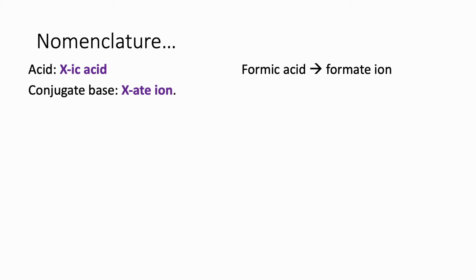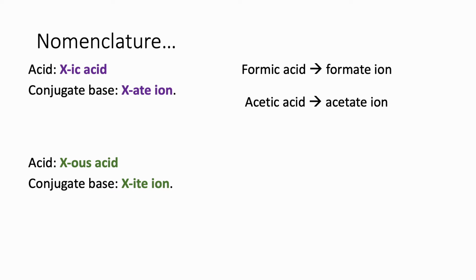So before we do, I want to talk about some nomenclature with regards to the conjugate bases of acids. If you have an acid that ends in IC, its conjugate base will be an anion that ends in ATE. To give you a couple of examples, formic acid has a conjugate base that we call formate. Acetic acid has a conjugate base that we call acetate. And there are plenty more examples, like sulfuric acid, sulfate, etc.